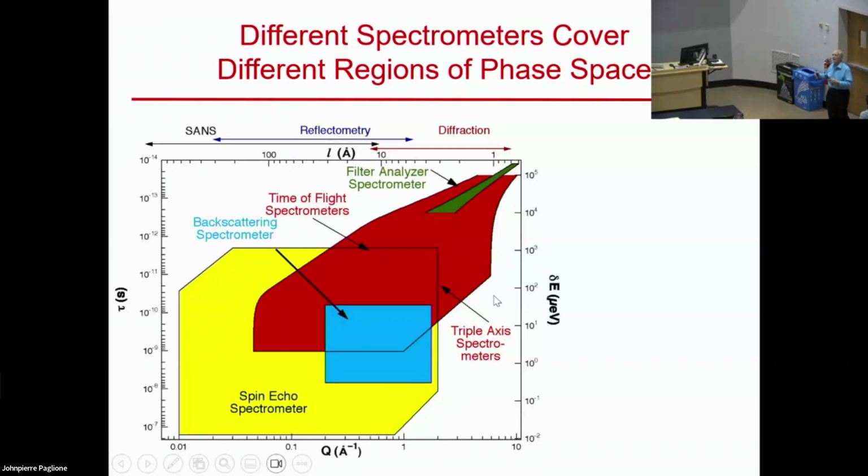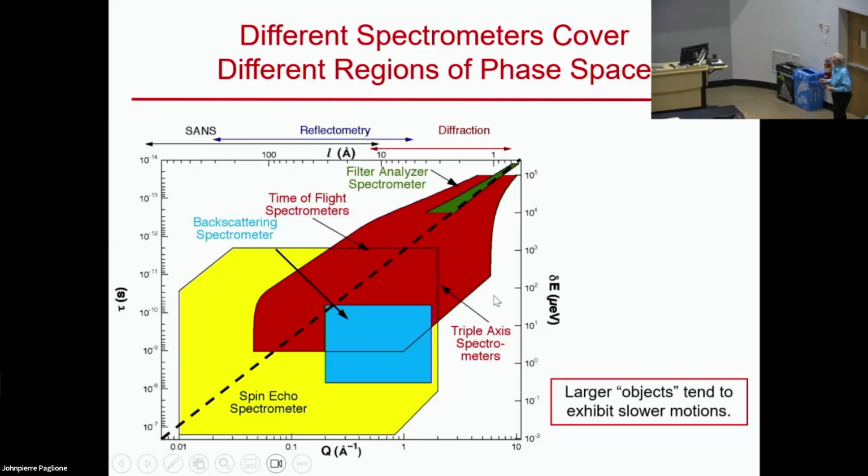And each instrument has a different range. If you're interested in excitations in iron superconductors that go up to 200 milli-electron volts, you need a certain type of instrument. If you're interested in a protein that folds or unfolds, that's a very large object. It's very slow. You need much better energy resolution. And same thing for hard matter.